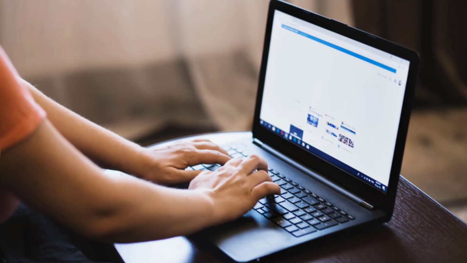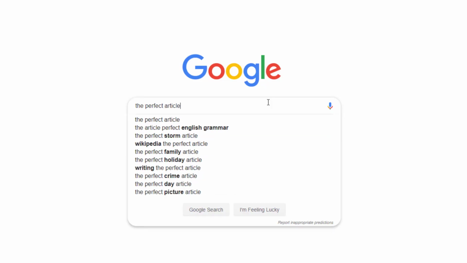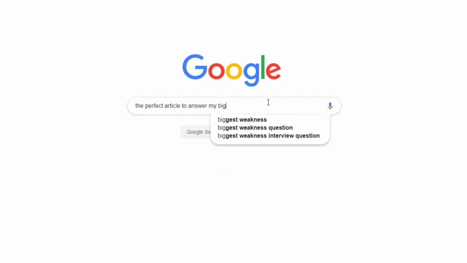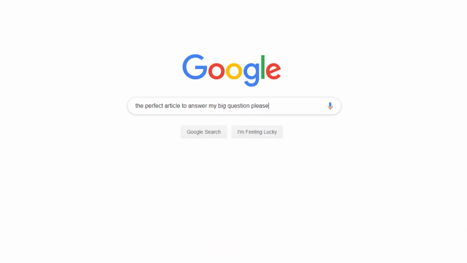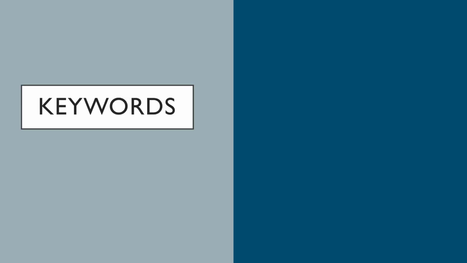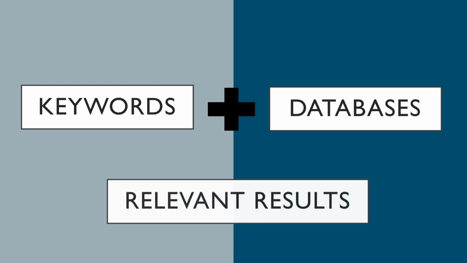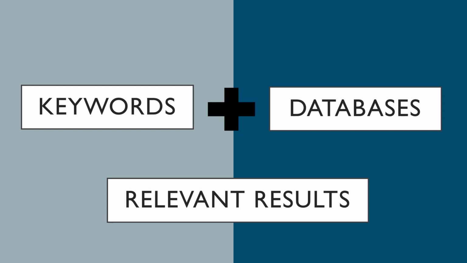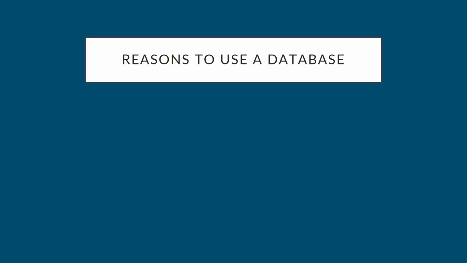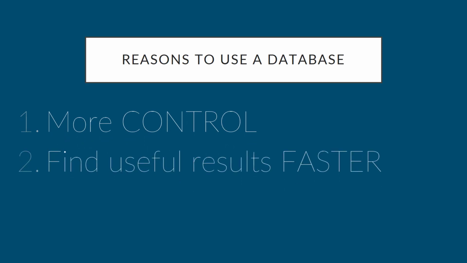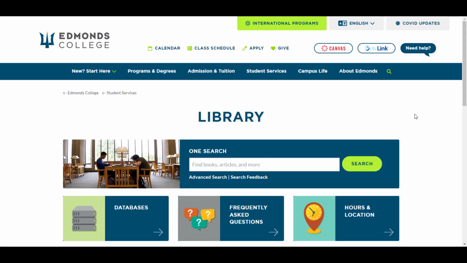We're not exactly sure what sources we need to answer our big questions yet, so we can't just type in the title of a relevant article and search for it. Instead, we need to use our keywords to discover relevant sources, and we need the right tool. For that, using a specific database is the best strategy. Instead of getting thousands of results of all different types, we can be more controlled and find useful information faster by using a database. Let's click on databases to see what our options are.